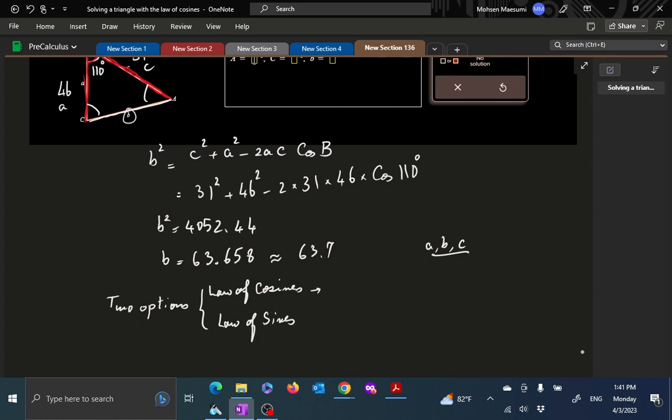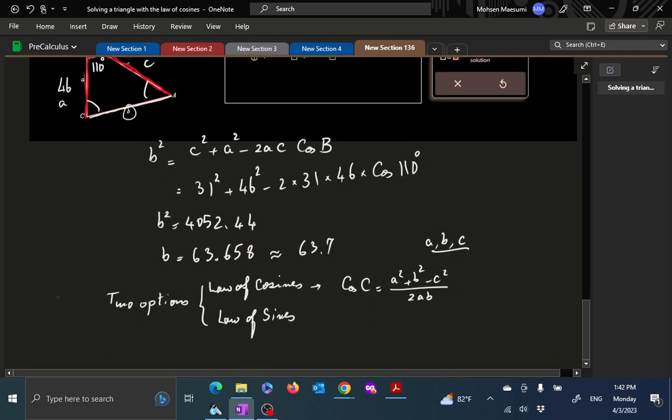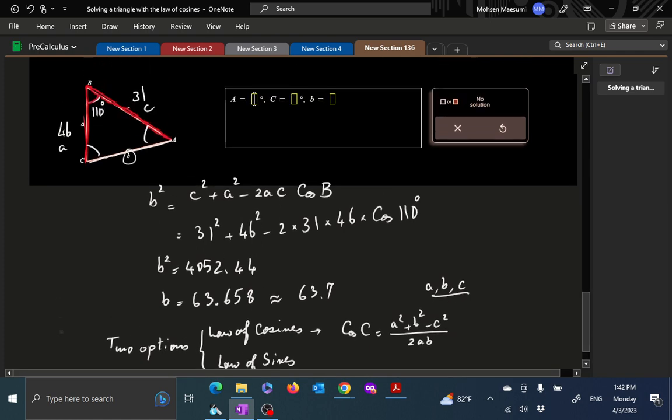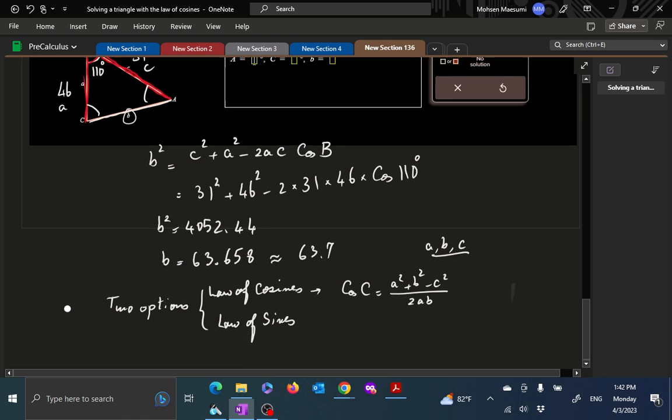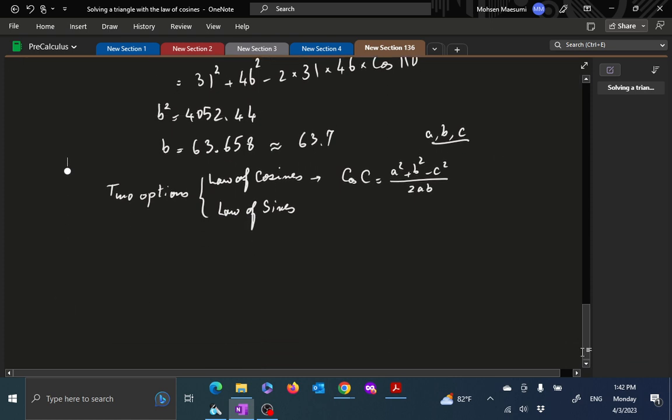If you want to apply the law of cosine, suppose you want to calculate C. What formula did we have there? We had cosine of C equal to A squared plus B squared minus C squared over 2AB. Now we have our A's and B's and C's. C was 31. I'll leave the calculation for you.